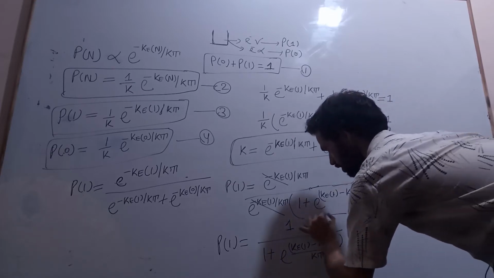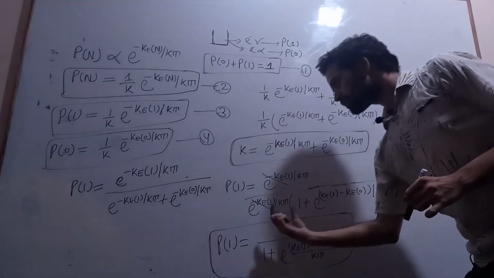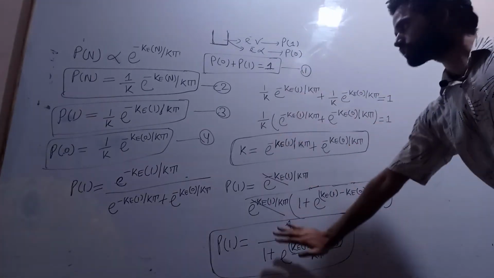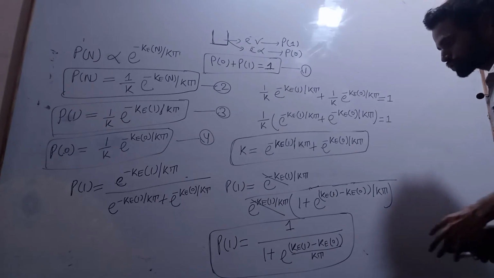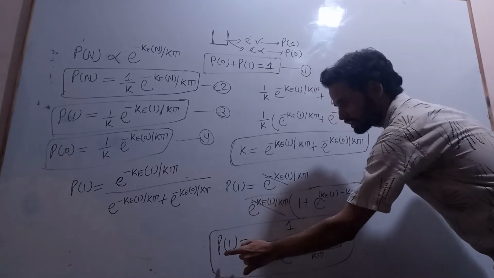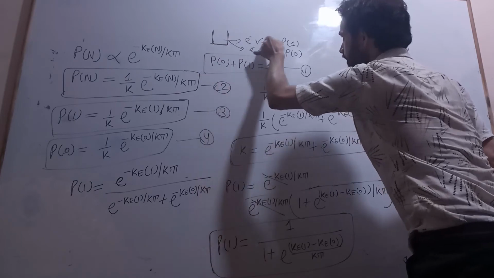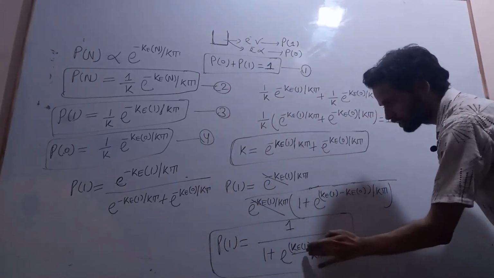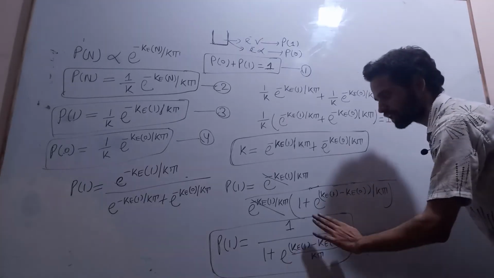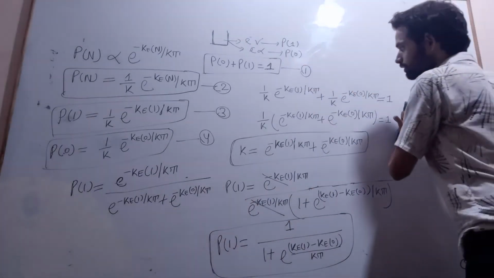divided by kT. Okay, so this is the probability that a given particular quantum state is occupied by an electron. Just note this down, then after that we will see. So this is up to this. P of 1 is equal to 1 by 1 plus e to the power KE of 1 minus KE of 0 divided by kT. This indicates that a particular quantum state that we have taken is occupied by an electron. K is nothing but the kinetic energy of a particle, an electron. Okay, so now let us see next.